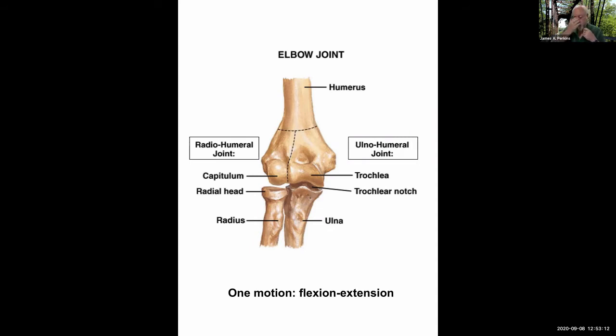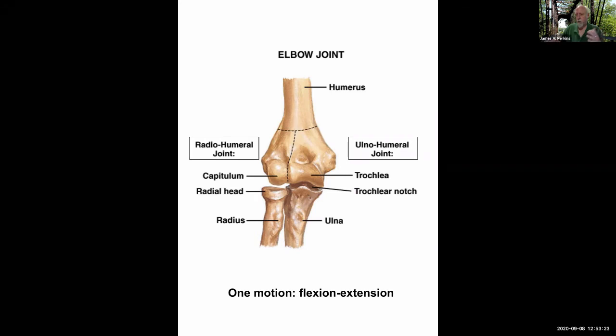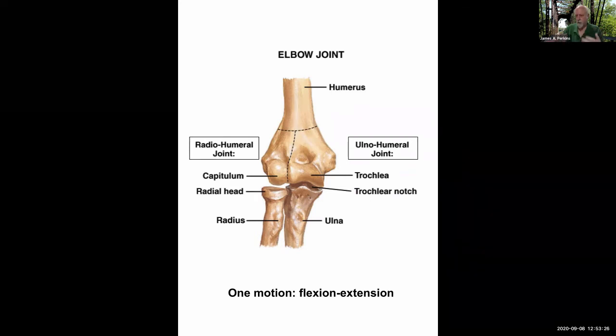Now, even though there are two joints in one, both of these parts of the joint have just a single type of motion that occurs. The entire elbow joint is capable of just one axis of motion or one type of motion, which is simply flexion extension. So you flex the forearm or flex the antebrachium at the elbow joint, and you extend the forearm or extend the antebrachium at the elbow joint.